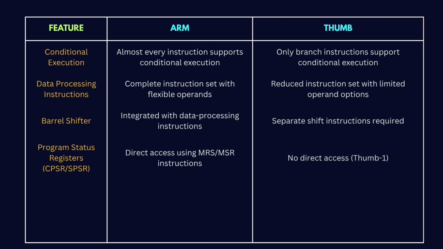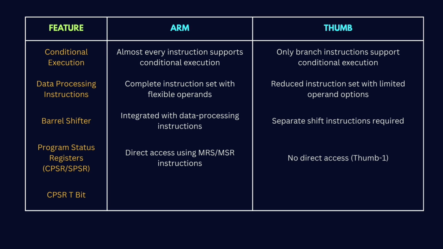Now let us discuss the CPSR T bit. The processor uses the T bit in the CPSR to determine the current execution state. If T equals 0, the processor is executing in ARM mode. If T equals 1, the processor is executing in thumb mode.